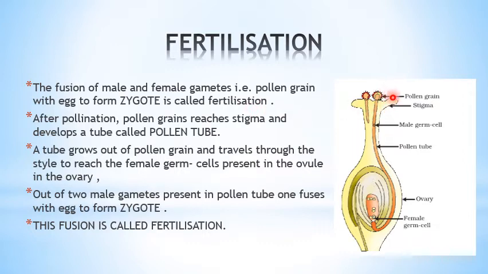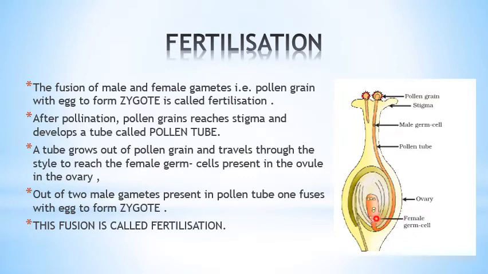They fall on the stigma, that is of the female reproductive part, and from the pollen grain a pollen tube comes out. As one pollen tube comes, the other pollen tubes are going to degenerate. The pollen tube which comes out from the pollen grain passes through the style, and then reaches the ovary where the ovule is present.